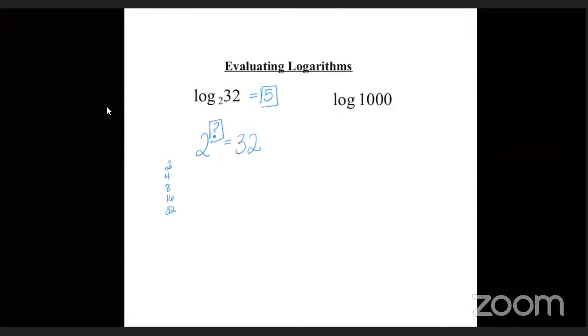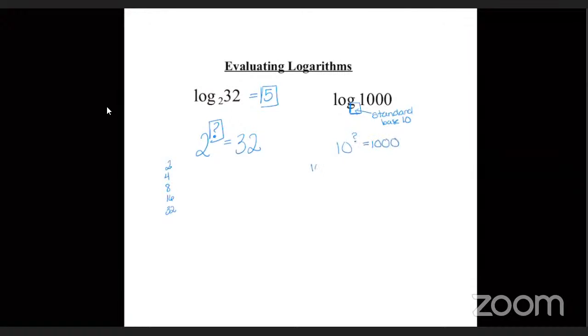Now in this next one, it looks a little weird because there's nothing written here. When we are missing something in our logarithm, but it does say the word log, the standard is base 10. So if nothing's written there, it's a 10. And again, this is going to say 10 raised to something equals 1,000. And we've got to figure out what that is.